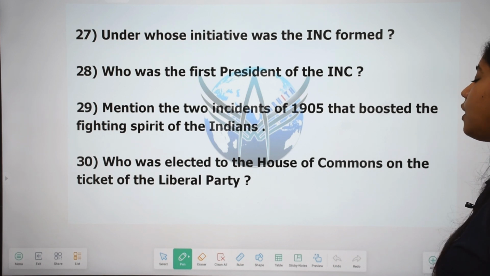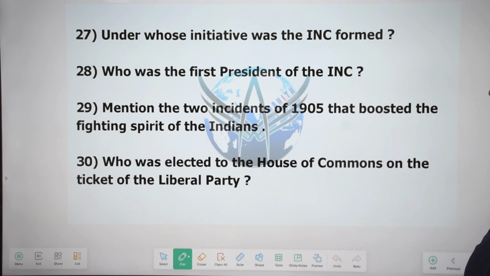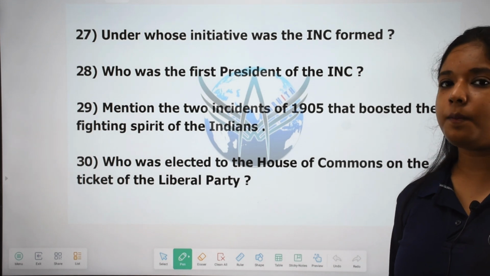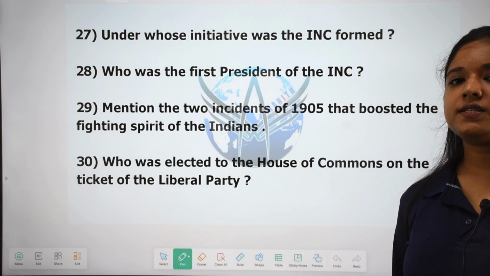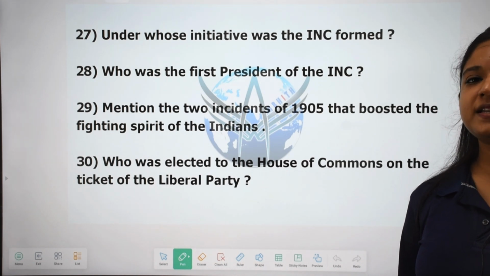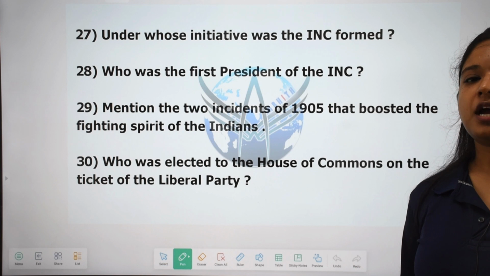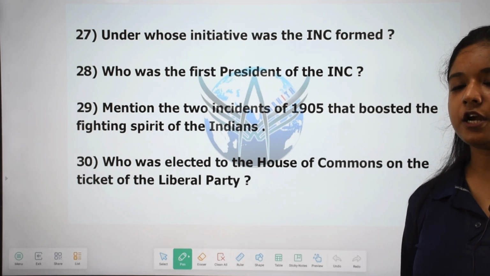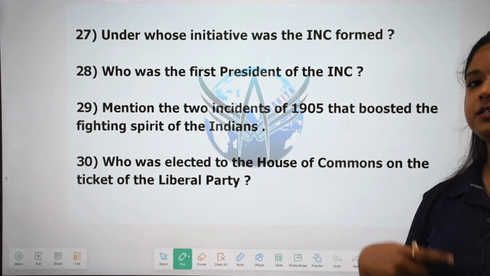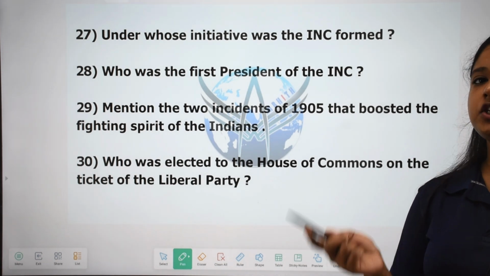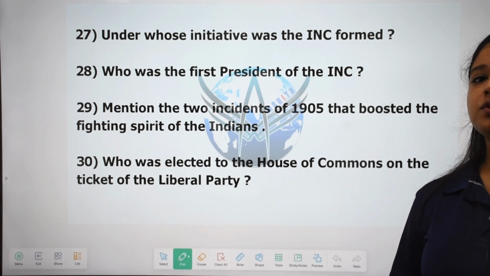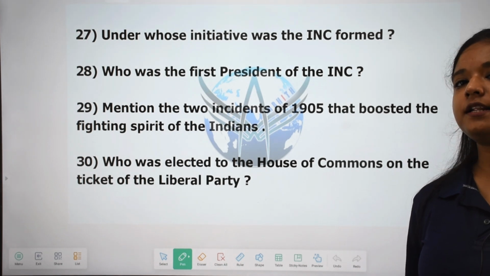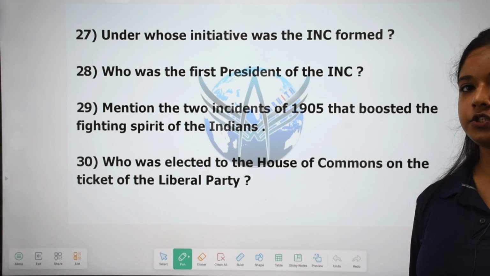Mention two incidents of 1905 that boosted the fighting spirit of the Indians. In 1905 the Bengal partition happened, as a result of which the people were very dissatisfied, right? They started going against the British. They started the movement, the Swadeshi movement. Patriotic feeling, nationalistic feeling awakened. Initially it started in Bengal, but slowly started spreading to the other parts of the country as well. So the 1905 Bengal partition happened.